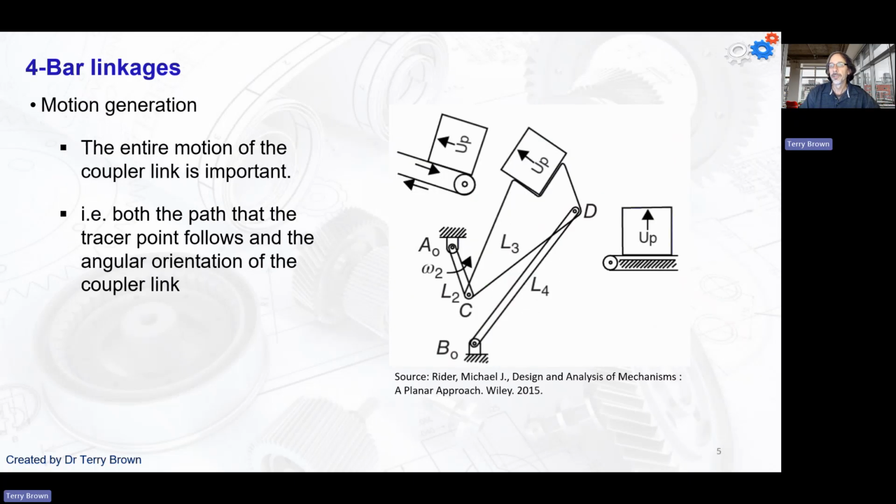Okay, and then the most general case is motion generation, where the entire motion of the coupler link is important in the mechanism. So in the example from the textbook, we've just got this box coming along a conveyor, and then this mechanism timed to receive the box, lift it up and put it onto the next thing.